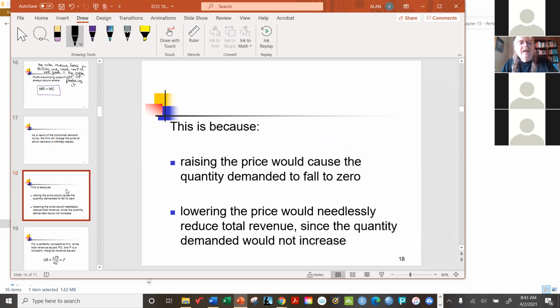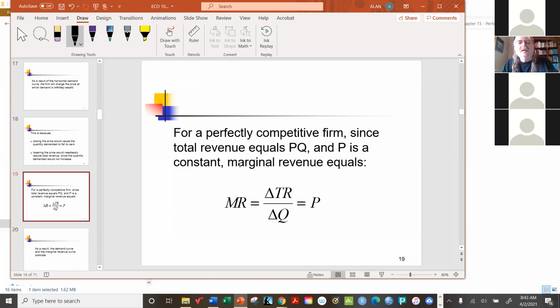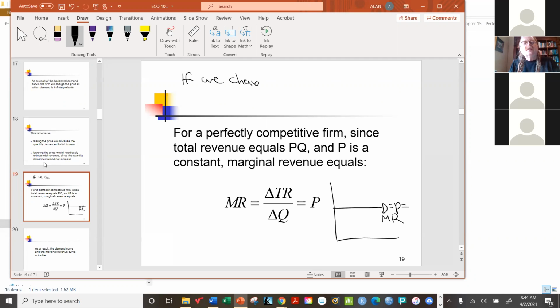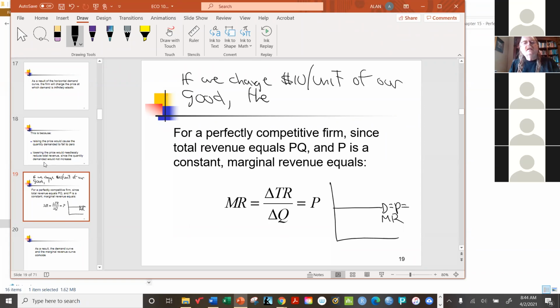All right. And of course, down here, we remind ourselves that the reason why the demand curve is horizontal is because the marginal revenue is a constant and it's equal to P. So if you look at that curve, along the entire curve, nothing changes. The demand is the same as the price, which equals marginal revenue. So if, for example, we charge $10 per unit of our good, then we receive $10 from each additional unit, and therefore the marginal revenue must be 10.